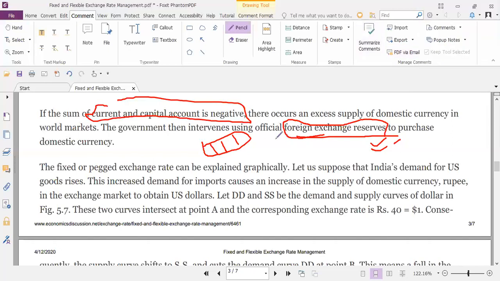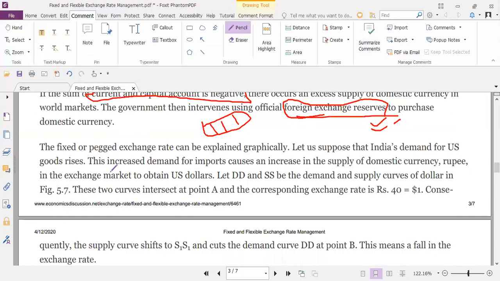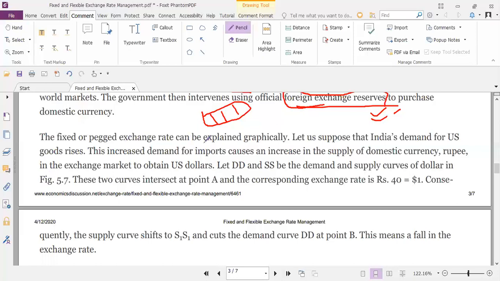Okay, so the government then intervenes using official foreign exchange reserves to purchase domestic currency. So the government is intervening and it will use this money, what it is holding in its reserve, to purchase domestic currency. It can purchase it from the foreign market, the international market, right? So the fixed or a pegged exchange rate can be explained graphically. Let us suppose that India's demand for US goods rises. This increased demand for imports causes an increase in the supply of domestic currency, rupee, in the exchange rate.